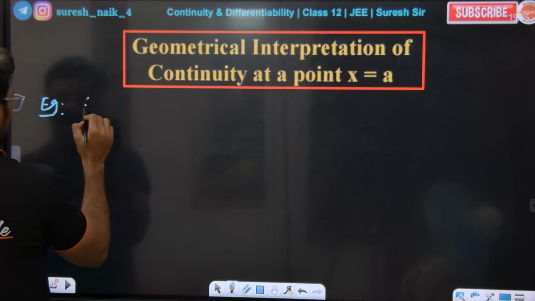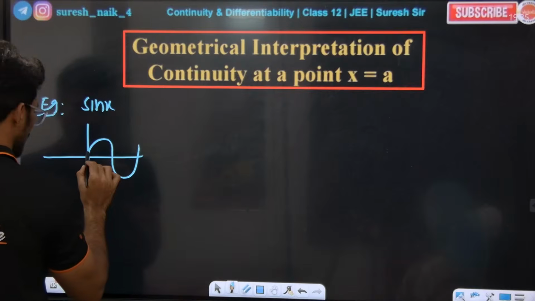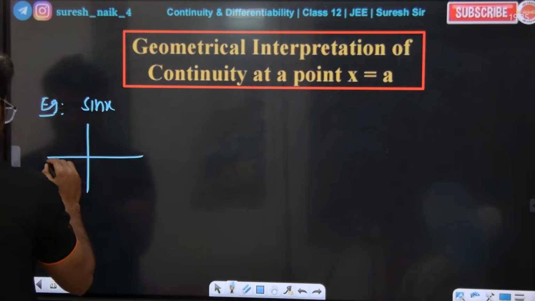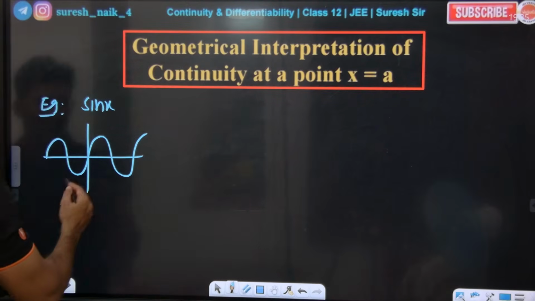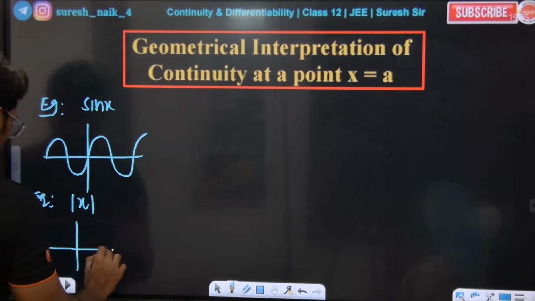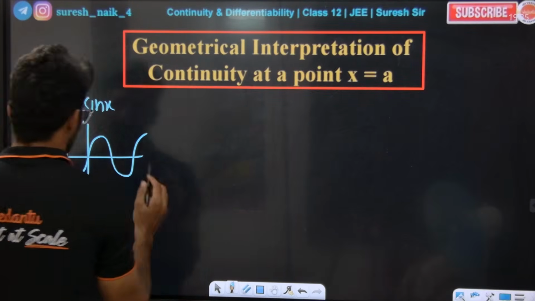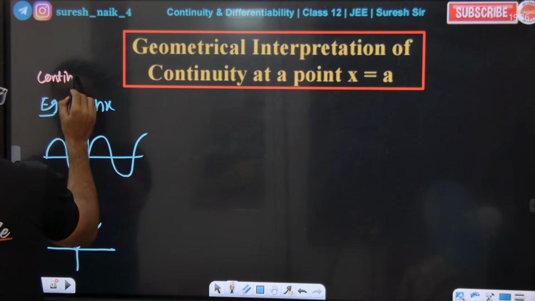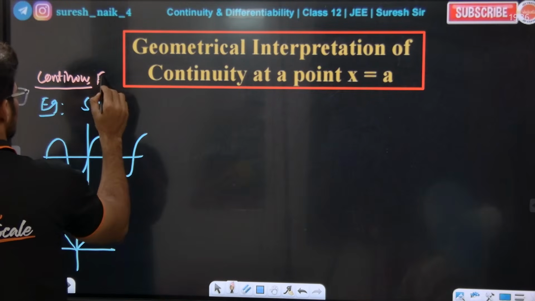For example, sin x. Look at the sin x graph. Without lifting the pen, can I draw the graph? This is the sin x graph. Now the mod x graph. Geometrically, the mod x graph can be drawn like this, without lifting the pen. All these are continuous functions. Graphically understanding this, these are continuous functions.